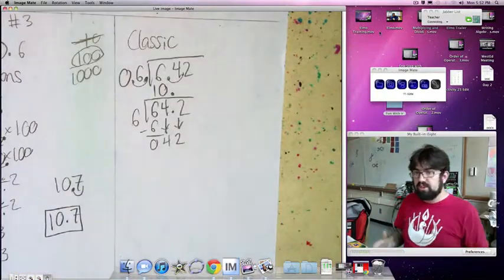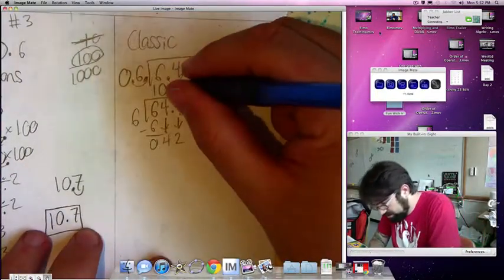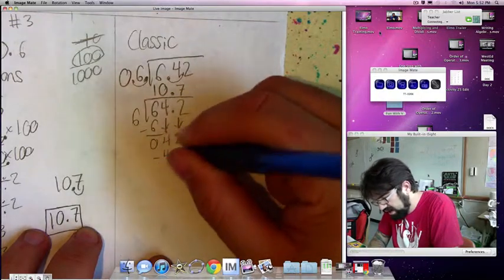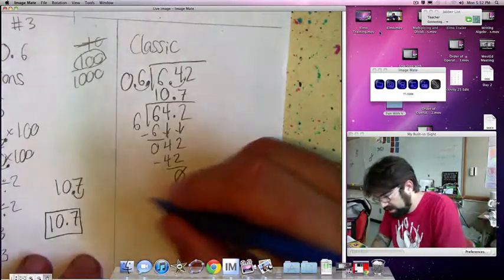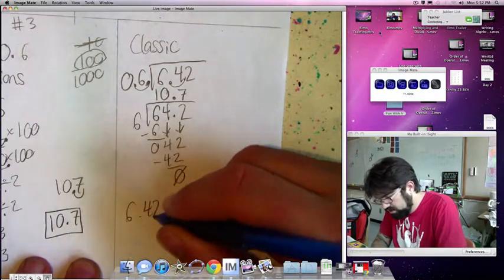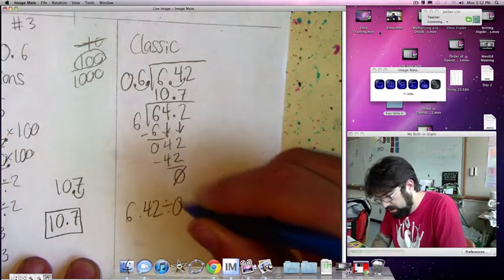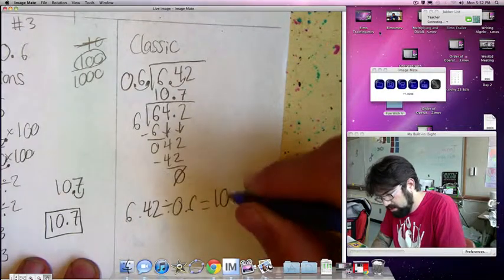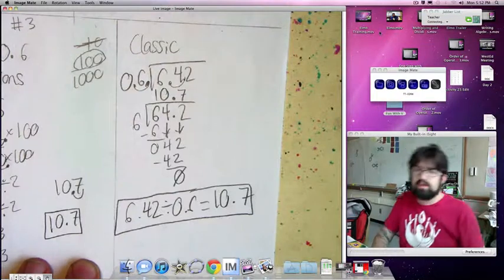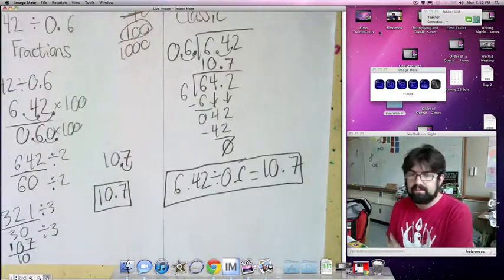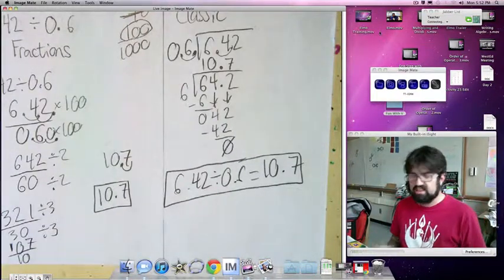6 goes into 42 7 times. Minus 42, and hey, look, terminating 0. I'm done. So I know 6.42 divided by 0.6 is equal to 10.7. It's 2 different ways of doing it. Takes some time, but I think it's definitely worth it.